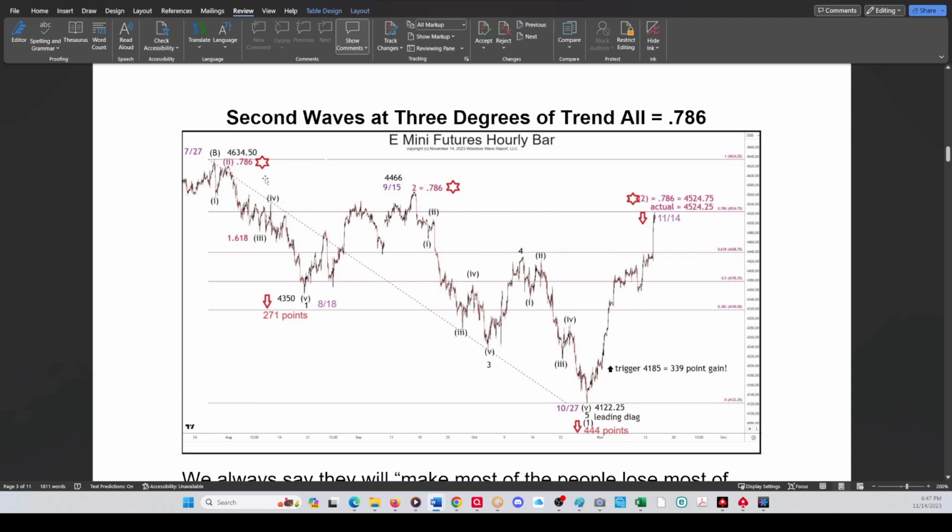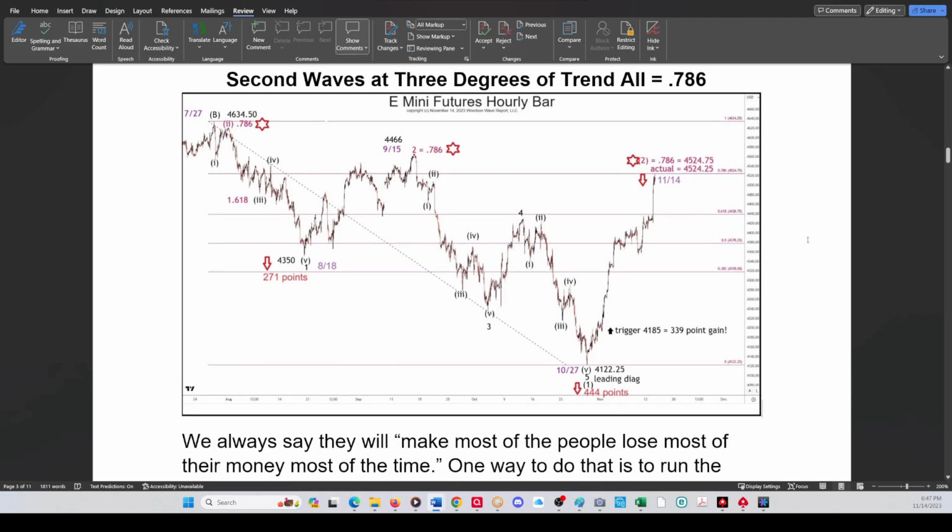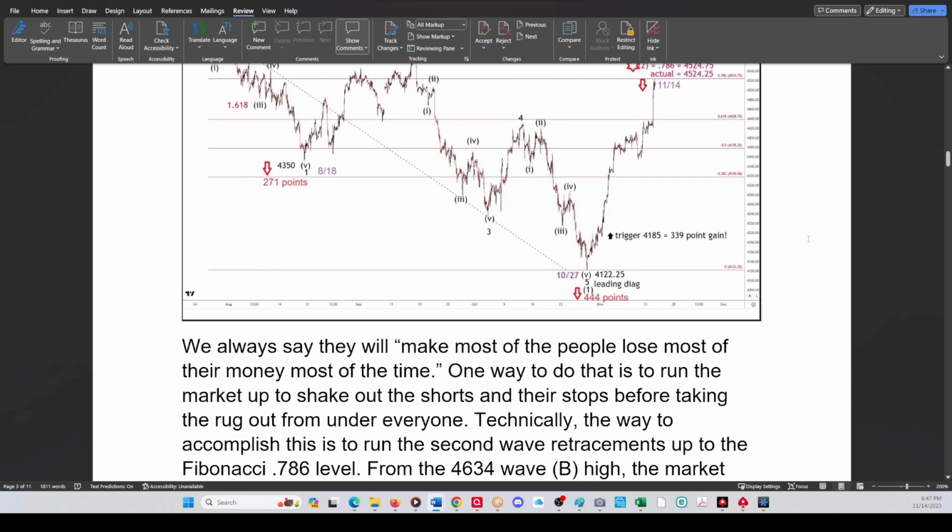You can see we got a little star here, and this wave 2 in red in parentheses led to a 271 point decline. This wave 2, that's a 786, and that led, I'll have to get that chart out, to a 444 point decline. And now we're at this 2, which is right on the 786. We should see how far that's going to go.